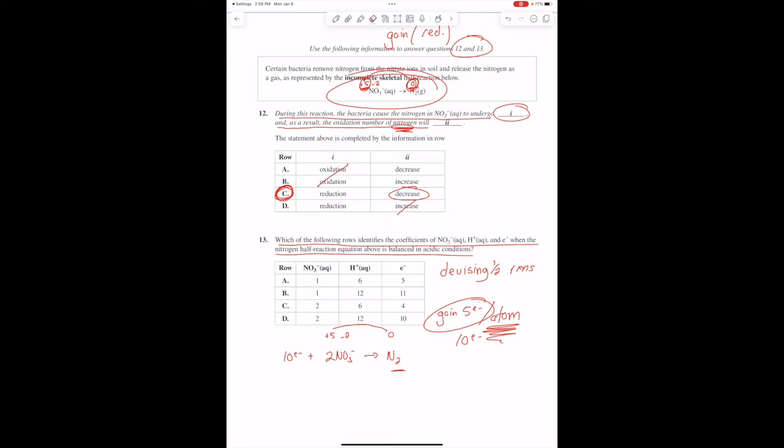And now 3 times 2 is 6 O's, so 6 H2O's go here. 2 times 6 is 12 H's. Okay, so my NO3 negative is a 2, so these are gone. It can't be A or B. And my H positive is a 12, so it can't be this one. It's got to be D. Go check my key. Multiple choice 13 is D.